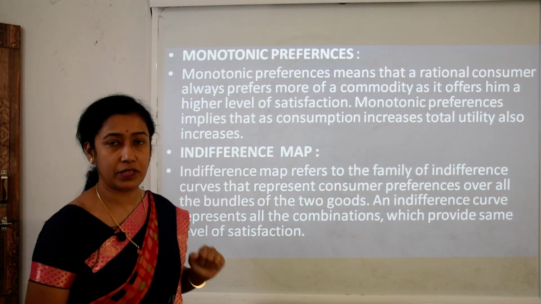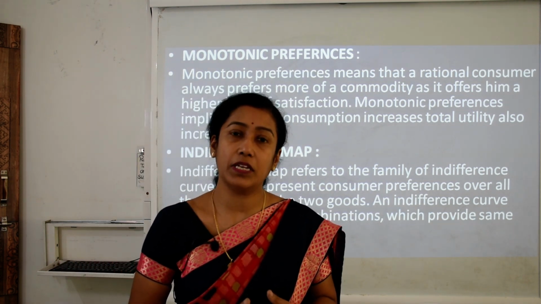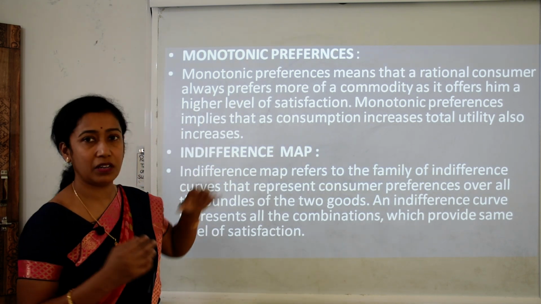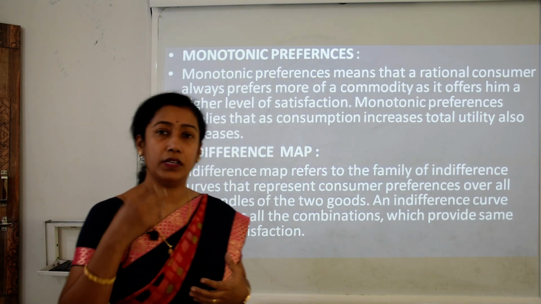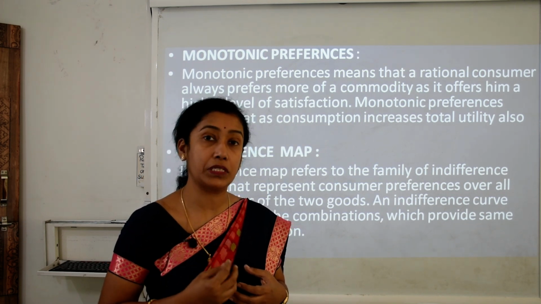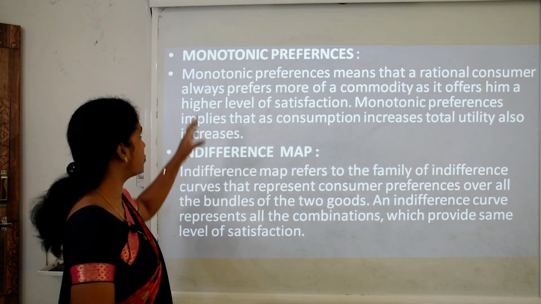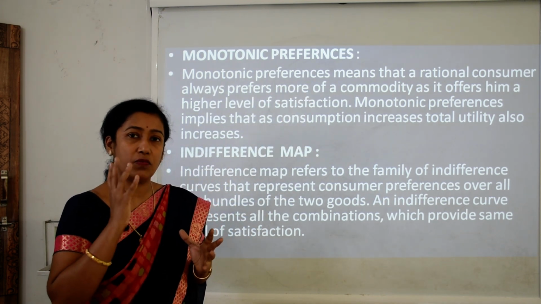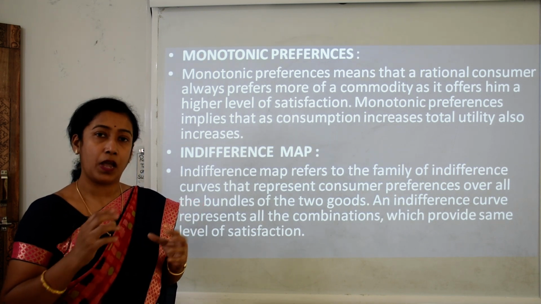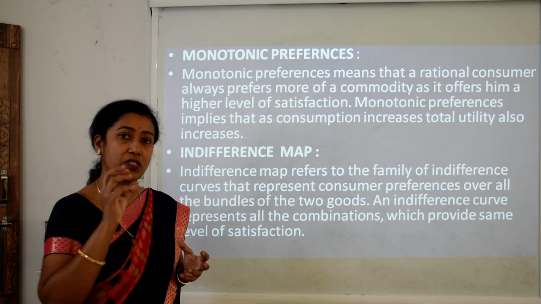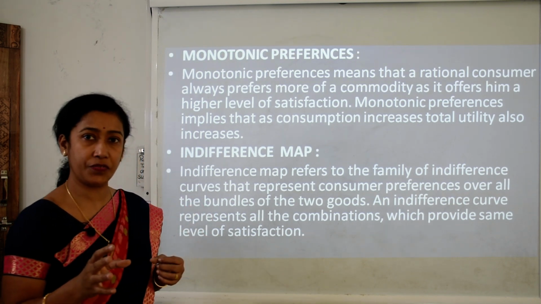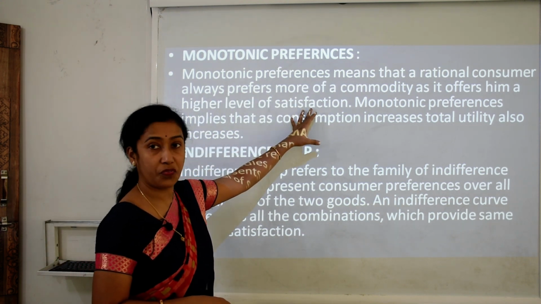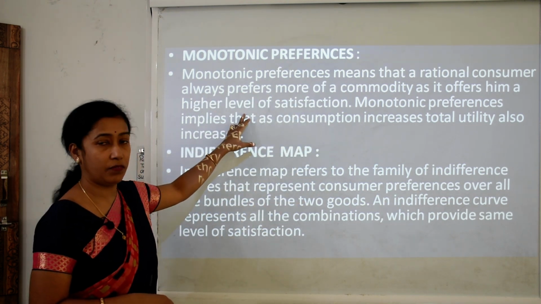Now monotonic preferences. When we say monotonic, the word monotonic means something which is monotonous, something which is repeated and keeps on having. So preferences here means when a person or a consumer is giving some preference or priorities according to his likes or dislikes for certain goods. So monotonic preferences means that a consumer is always a rational consumer, we say. He is very wise while taking all the decisions, how to spend his part of income in such a way that he wants to maximize his satisfaction. So he always prefers more of a commodity as it offers him a higher level of satisfaction.